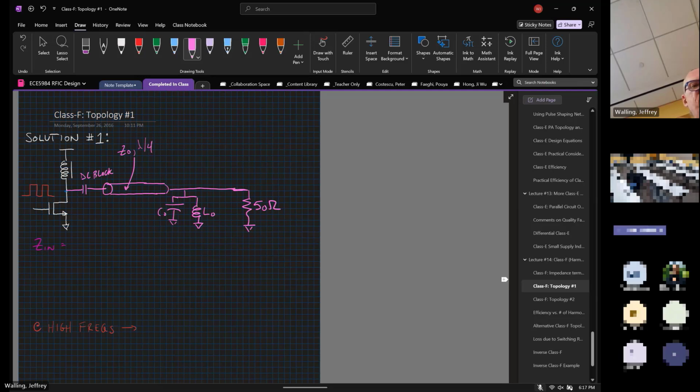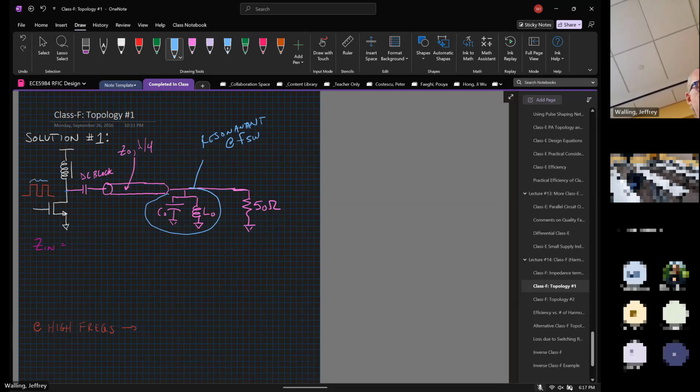So this network is resonant at our switching frequency. So our switching frequency is the frequency of this waveform that we're switching the input. All right, so what is the impedance of the tank at the fundamental? What does the LC circuit present?